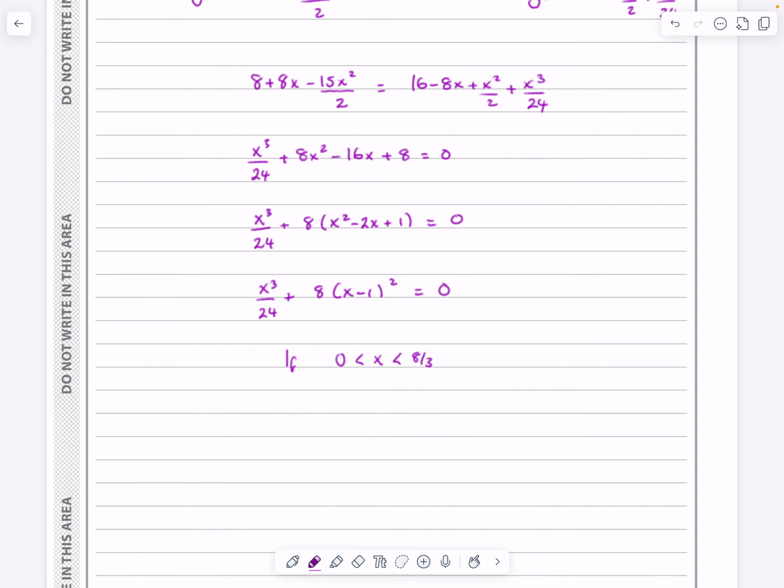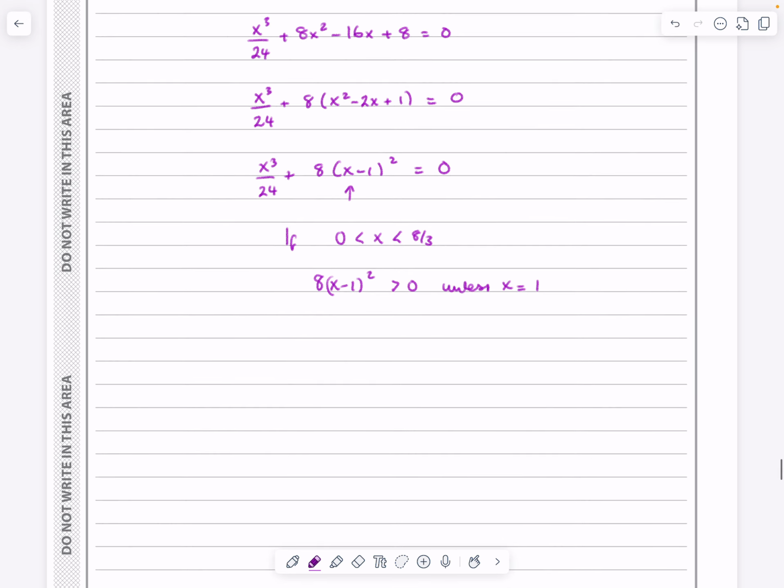And if x is between 8 over 3 and 0, then what we're going to find is that this one here is greater than 0, apart from x equals 1. So unless x equals 1, 8 times x minus 1 squared is greater than 0. And if x is equal to 1, then x cubed over 24 would be greater than 0.